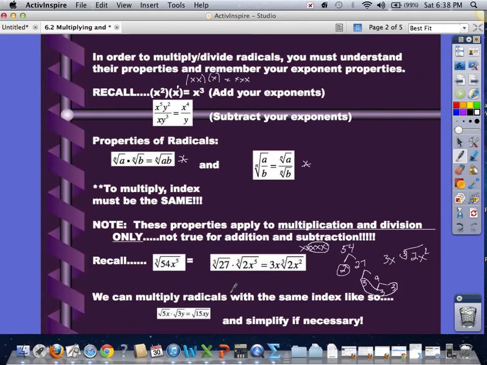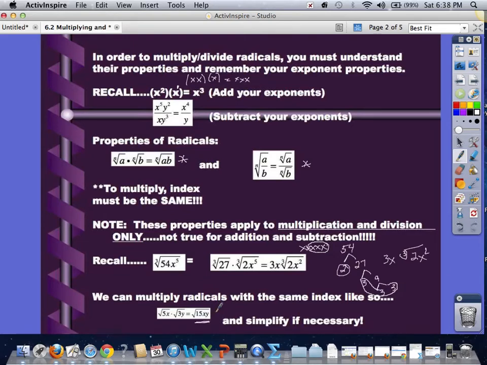We can multiply radicals when they have the same index, like so. This is the square root of 5x times the square root of 3y. And you just multiply the outsides. Now outsides we don't have anything but a 1, so that would just be 1. But on the inside I have a 5 times a 3, which makes the 15. And then the x times the y, which makes xy. And if it needs to be simplified, you have to do that afterwards. But in this case, this one is as simple as it can get.